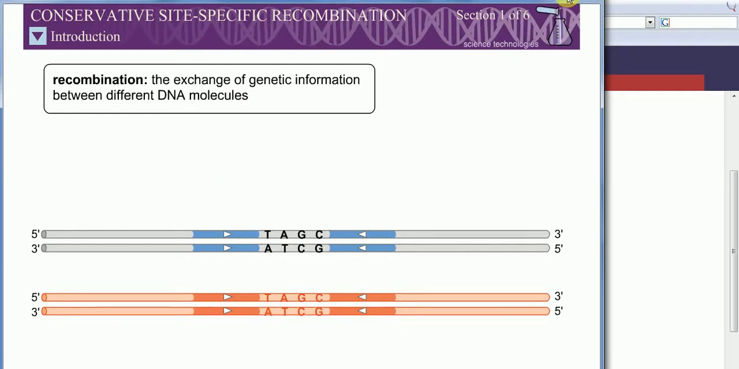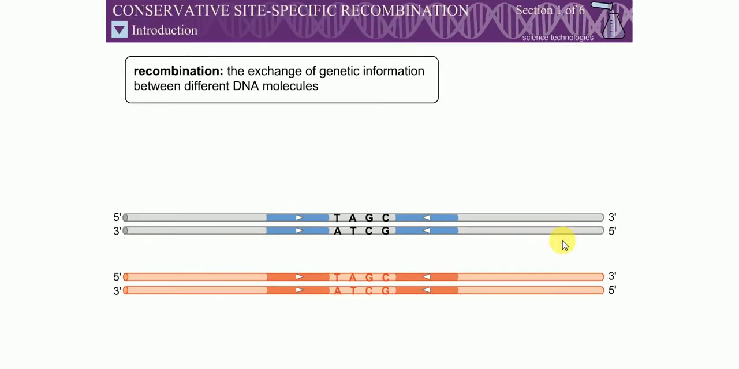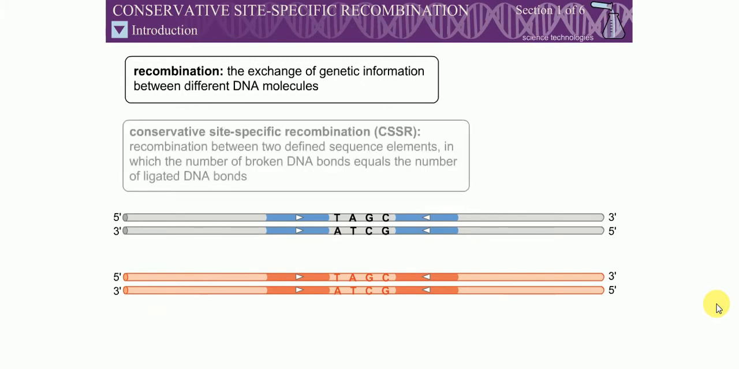Recombination is the exchange of DNA sequences between different DNA molecules. Conservative site-specific recombination, or CSSR, is recombination between two defined sequence elements called site-specific recombination sites. There are two families of proteins responsible for site-specific recombination, the serine recombinases and the tyrosine recombinases.